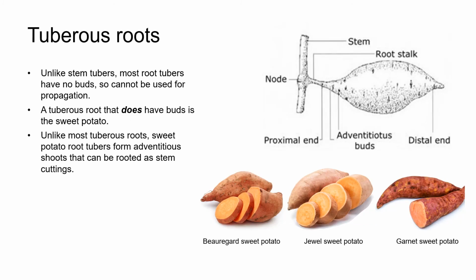I mentioned in the previous slide that unlike stem tubers, most root tubers have no buds, so they can't be used for propagation. A tuberous root that does have buds, though, is the sweet potato, which produces adventitious shoots at the proximal end. Around 60% of the sweet potatoes sold in the US are grown in North Carolina, which is one of the few states that has the right environmental conditions in the summer to make commercial production financially viable.